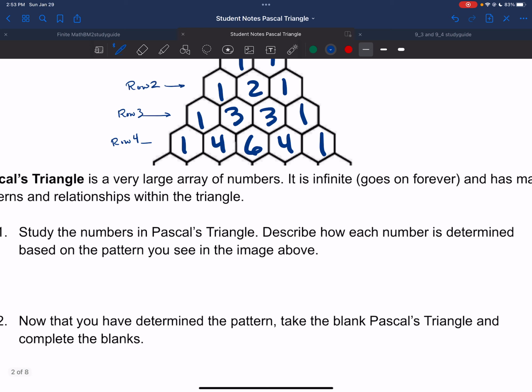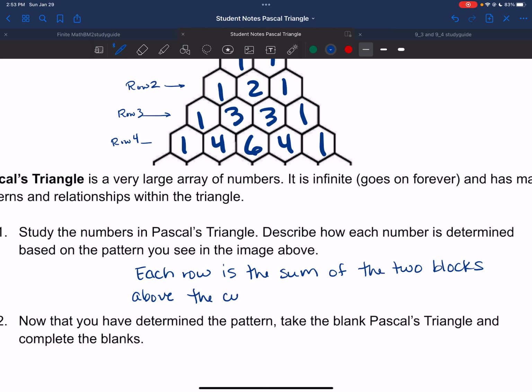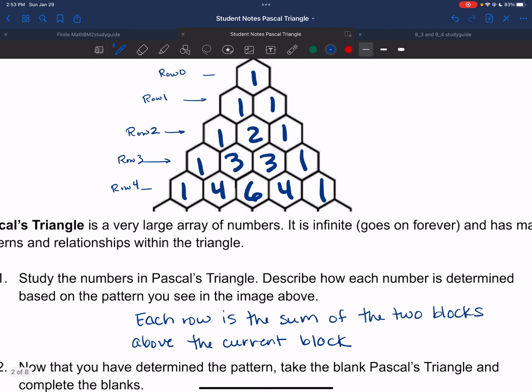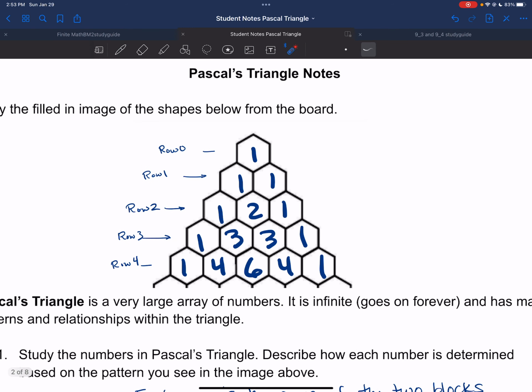So the pattern that we see is that each row is the sum of the 2 blocks above the current block. Okay. So now that we have that, and of course, notice that our rows, our naming convention starts with row 0, and then it goes to 1, 2, 3, 4.